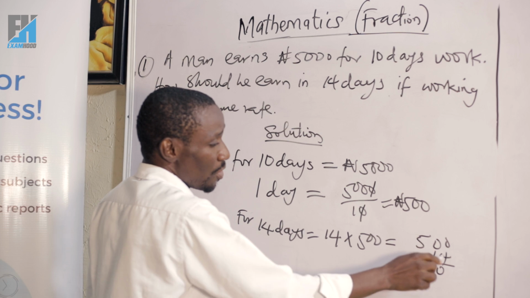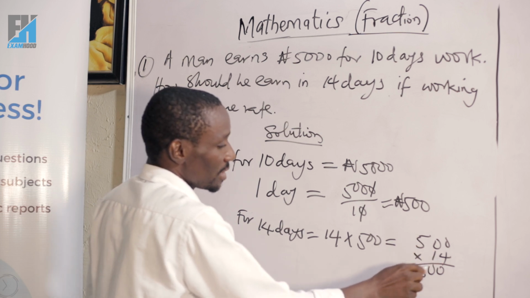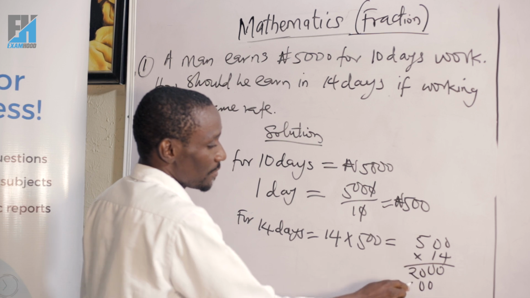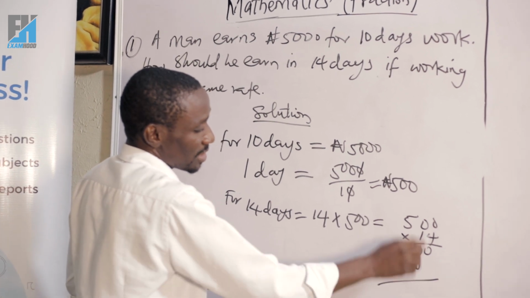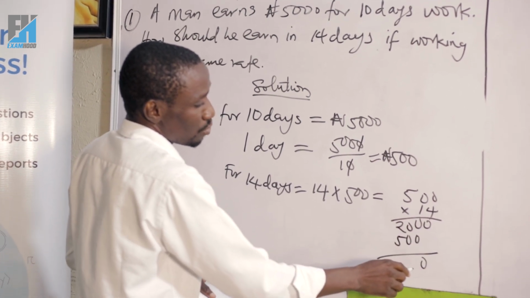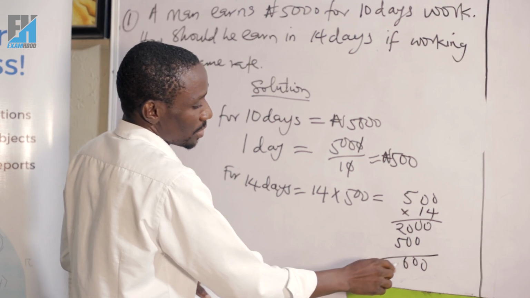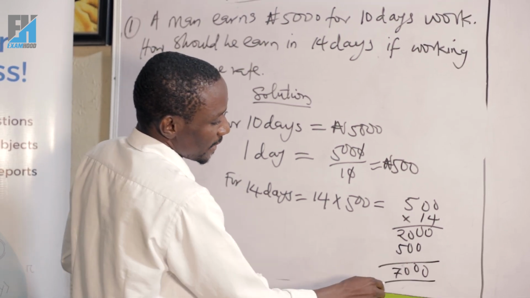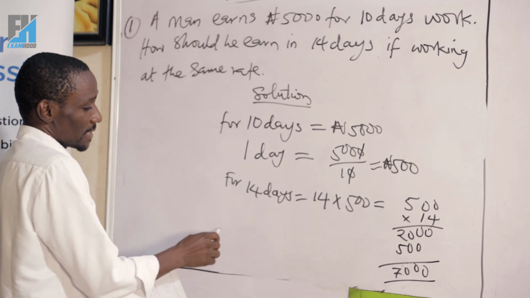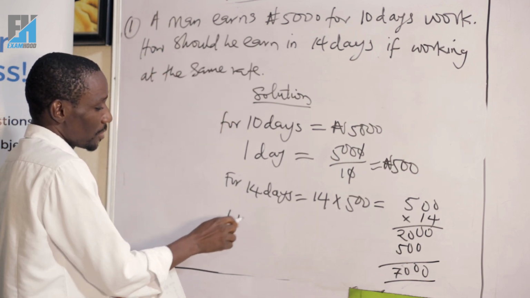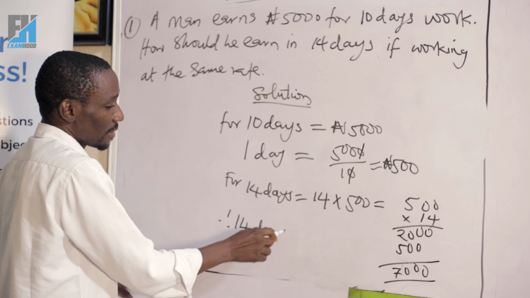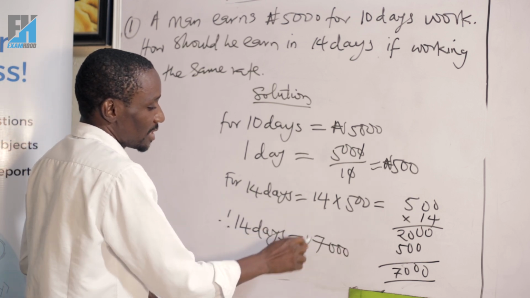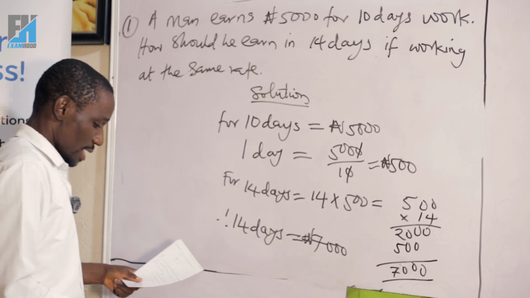4 times 5 will give you 20. 1 times 0 is 0. 1 times 0, 0. 1 times 5 is 5. So let's add up: 0, 0, 0, and 7. Therefore, for working for 14 days, he is going to earn 7,000 naira.